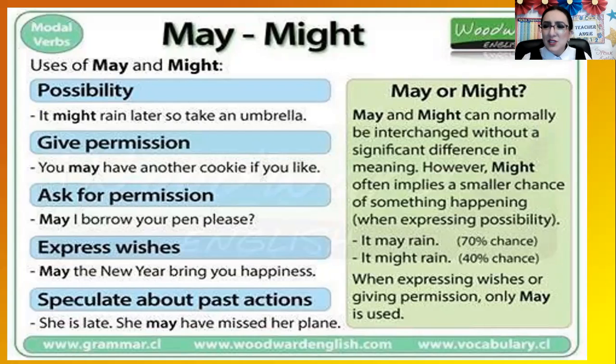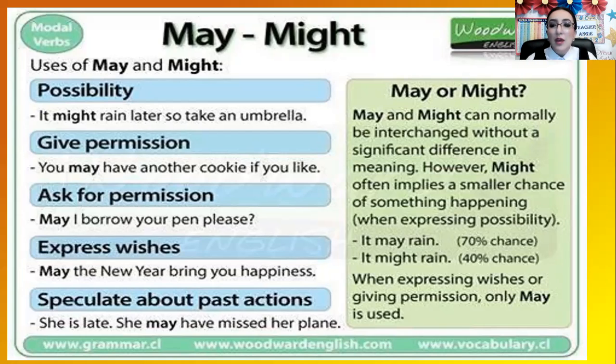But when can I use may? When can I use may and when can I use might? What is the difference? Let me tell you that may and might cannot normally be interchanged without a significant difference in meaning. However, might implies a smaller chance of something happening, okay? Might can often imply a smaller chance of something happening.